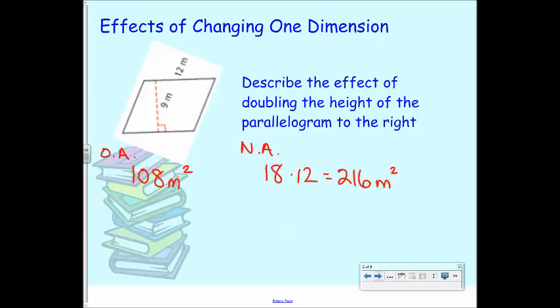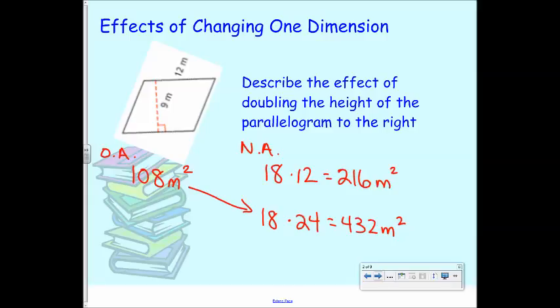What do you think would happen if you doubled both of them? Well, let's find the new area. So it would still be 18 because that's already doubled, and then the 12 would become 24. So what would that area be? 432 meters squared. So what happened to the area if I doubled both of them? Quadrupled. So it multiplied by 4. If I only double one of them, what happened to the area? It only doubled.